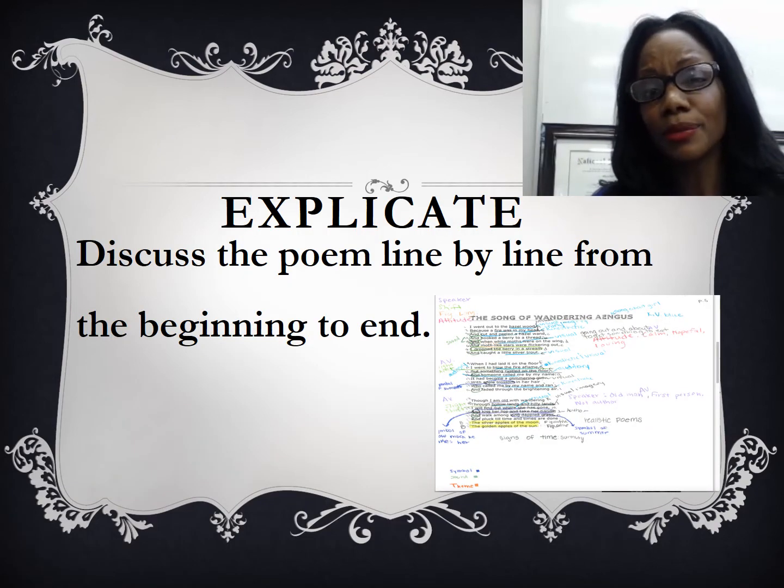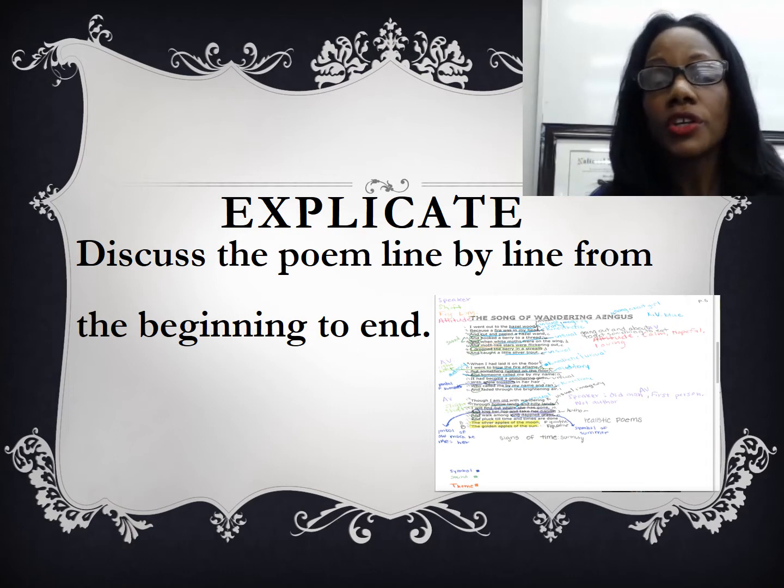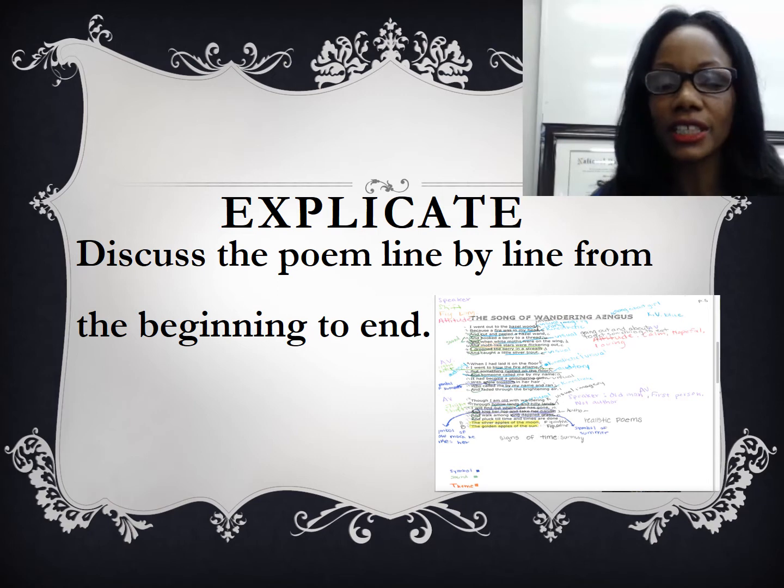Let's take a look at step number 1, which means to explicate. This is where you take a poem and you discuss in writing line by line. If, for example, you take the poem that's listed below, you will see that you have tons of annotations already. So you have so much to write about.